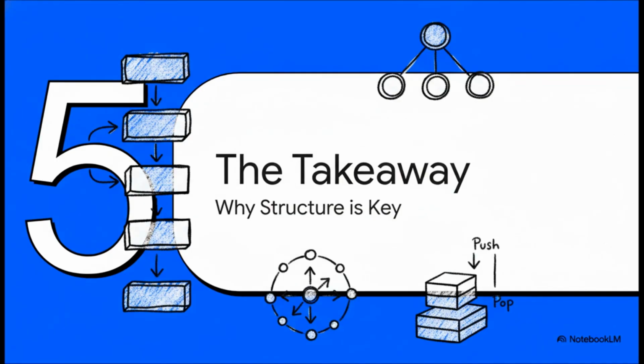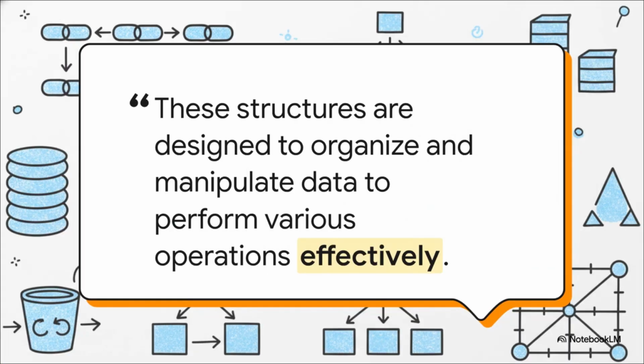After looking at all these examples, from a simple list to a complex multi-list, what's the big idea we should walk away with? It's this. Choosing the right structure for your data is everything. It is the difference between an app that feels lightning fast and one that just lags and crashes. It's the difference between a search that takes a millisecond and one that takes a minute. Data structures truly are the silent, invisible architects of the entire digital world we live in.